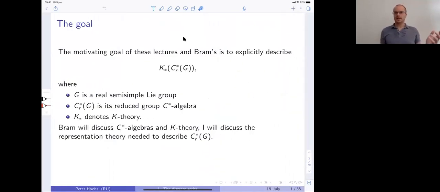I think a nice way to learn maths is to pick a good question that you want to answer, a good question that is interesting in itself and also forces you to learn some interesting maths to answer it. And the question that Bram and I will answer today and tomorrow is what this is. This is an abelian group associated to a group G. And to answer that question, we will have to learn some representation theory and some K-theory and C-star algebras. So Bram's lectures are about C-star algebras, like this symbol here, and K-theory, which is this. And my lectures are about the G, the kind of group that we're looking at, and what you need to know about those groups to compute this thing.